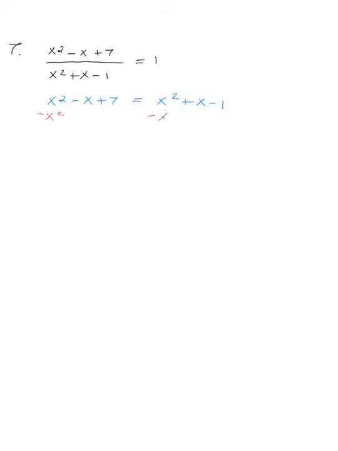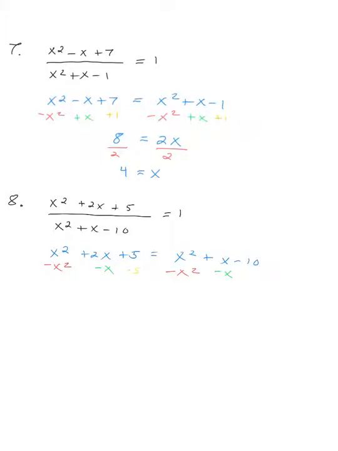I'm just going to multiply both sides by the denominator, which changes this to x squared plus 2x plus 5 is equal to x squared plus x minus 10. I will subtract x squared from both sides. I will also subtract x from both sides and subtract 5. When I do this and combine it all, I get x is equal to negative 15.